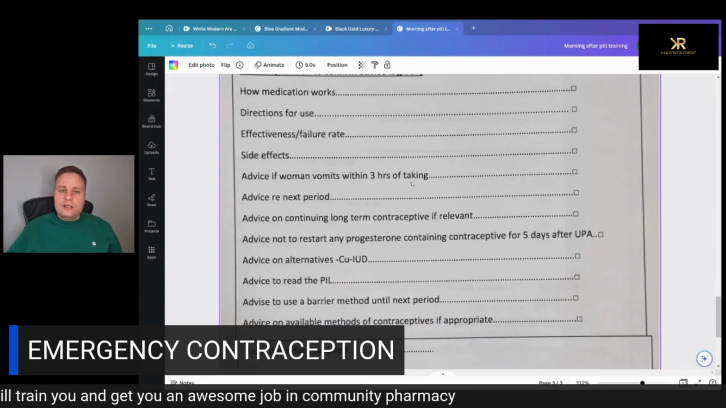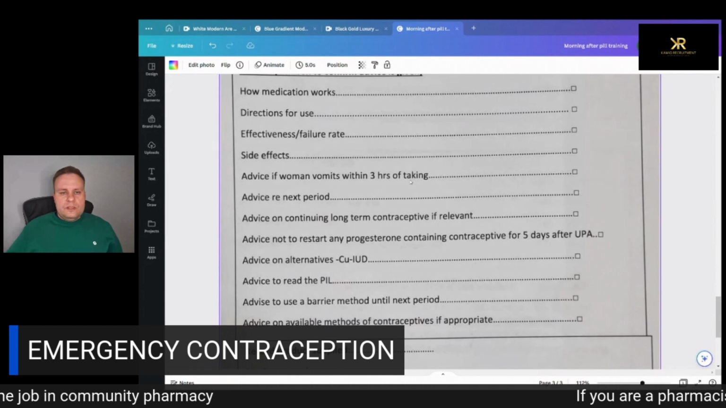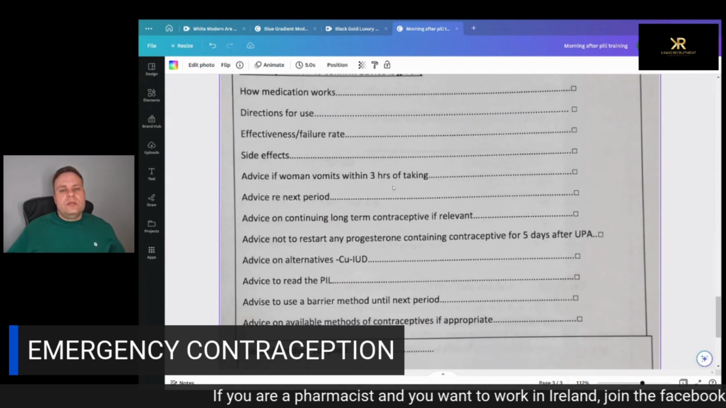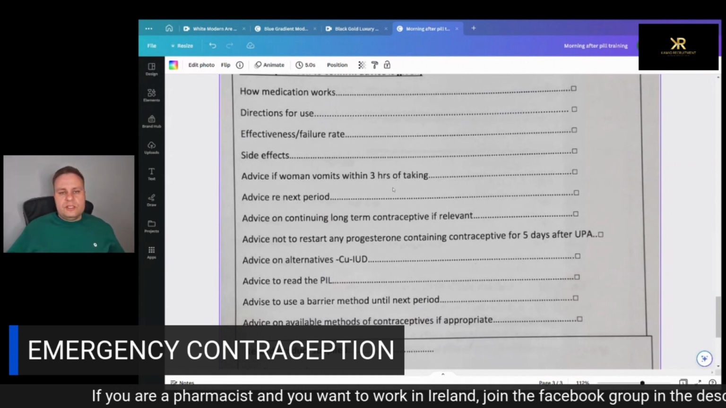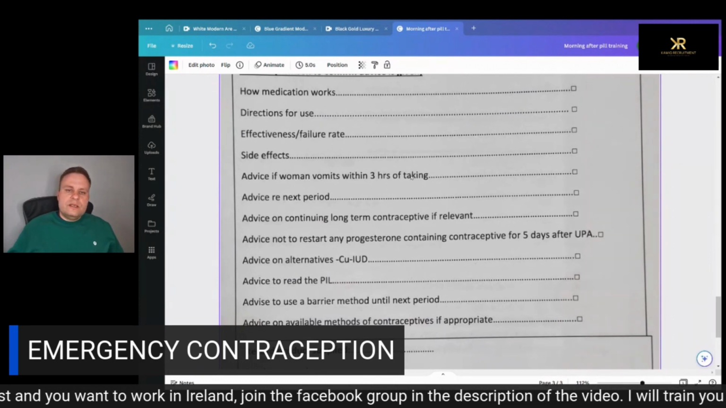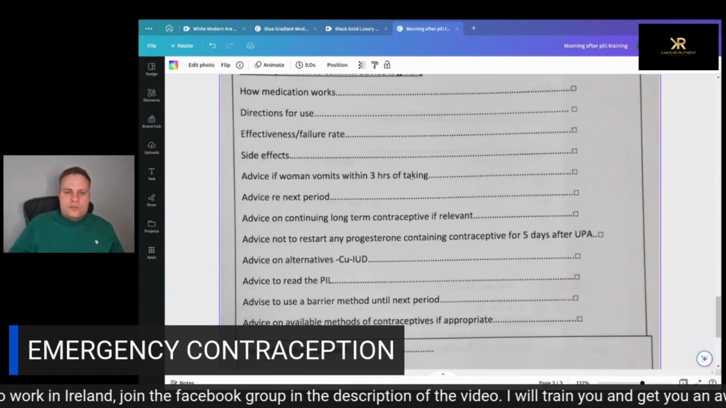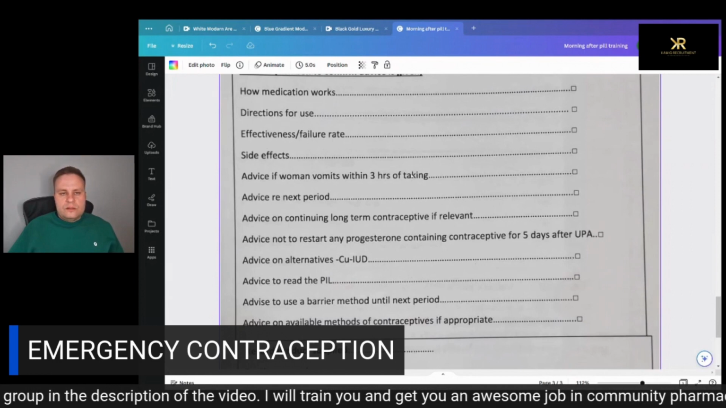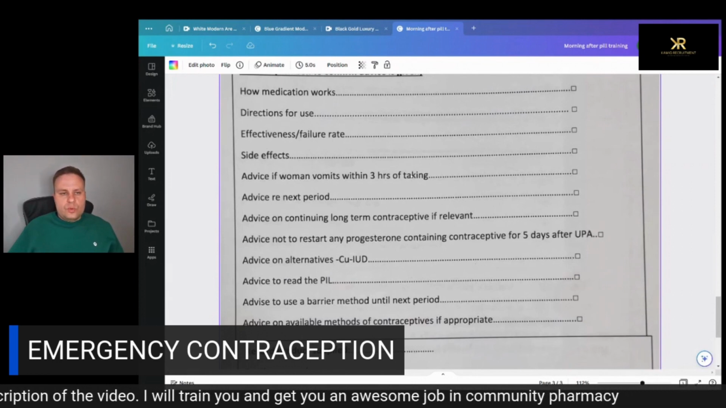So you have to tell the patient that when you're counseling. It might only upset her stomach, but it might upset her stomach so much that it might even cause her to vomit. So you have to advise on the 3 hour time that the tablet needs to be absorbed.